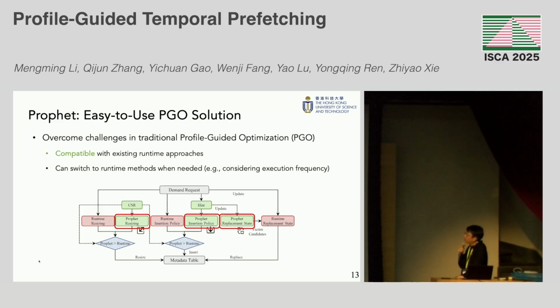Furthermore, Prophet is compatible with existing runtime solutions like the hardware temporal prefetcher Triangle. So the designer can switch to the runtime temporal prefetcher when needed. For example, if a program is really wrong, you can simply use the runtime solution to save additional profiling overhead.